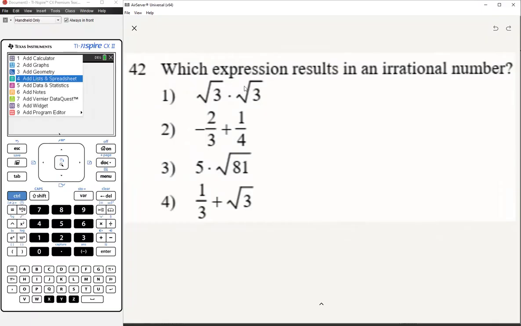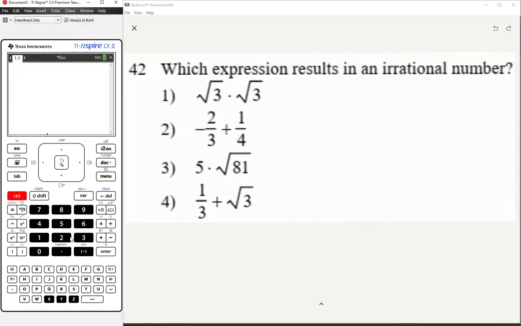So in the multiple choice section especially, if you're looking for an irrational number, you're looking for a number that has a non-repeating pattern of decimals that go on forever. So we're just going to use a calculator and go through the square root of 3 times the square root of 3 and press enter, and that's an integer, so we know it's not number 1. We can cross that off, and then we're just going to do a negative.